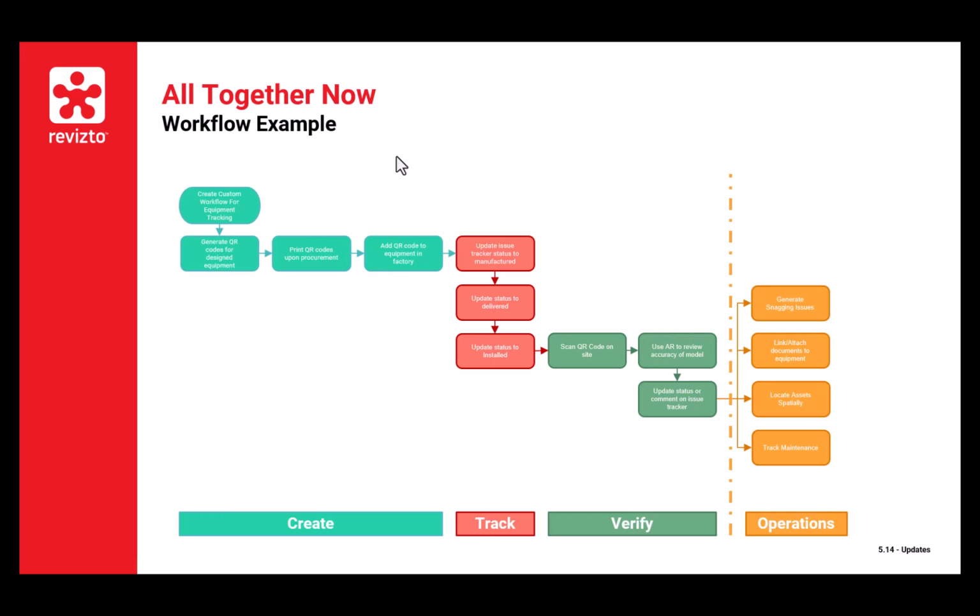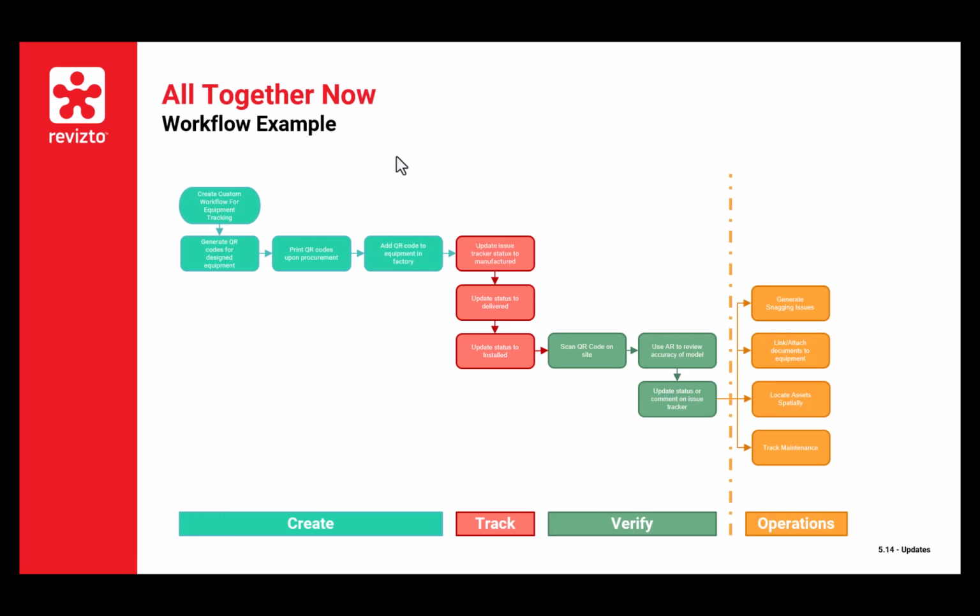Again, we're going to run through this all in the product itself, but we can select all the individual pieces of equipment via the data or via just a selection, and we can generate QR codes off the back of that. We can then print the QR codes upon procurement, add the QR codes to equipment in the factory when it's complete, when it's done manufacturing, and then we could use the site app within our phones to scan that QR code to update the status to manufactured.